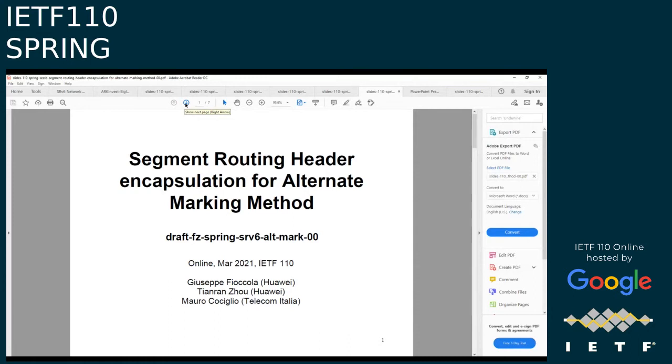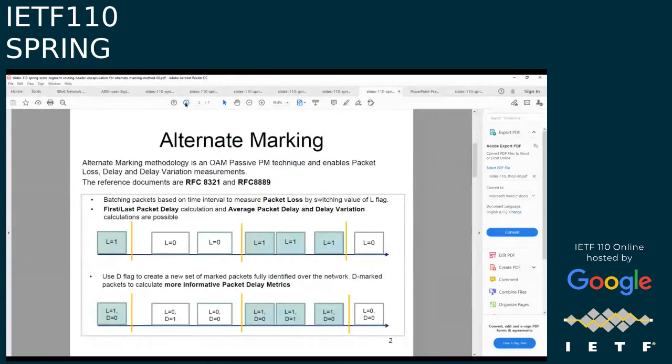This is a new document on the application of alternate marking for segment routing with SRv6. So next slide. Yeah, just a few words about the alternate marking method for those who are not familiar with this methodology. It's a passive performance measurement technique that allows packet loss, delay, and delay variation measurement. There are two reference documents for this technique, that are RFC 8321 and RFC 8889.